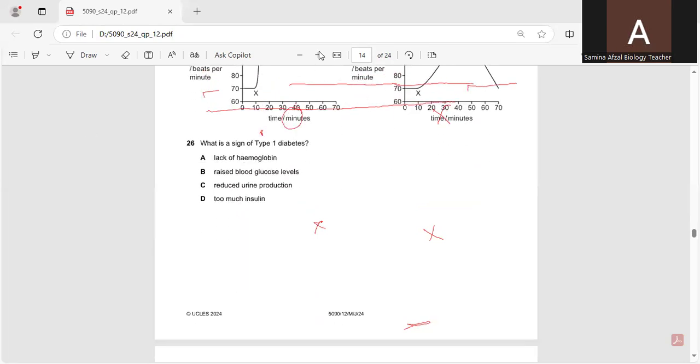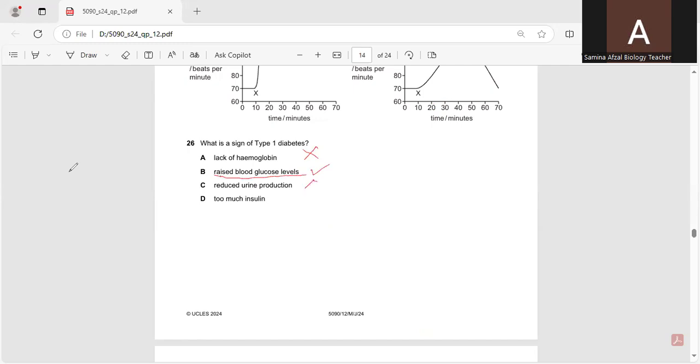Question number 26. What is the sign of type 1 diabetes? Lack of hemoglobin? No, this is not the sign. This is the sign for the person who is anemic. And then rapid raised blood glucose level. So it can be the correct option.